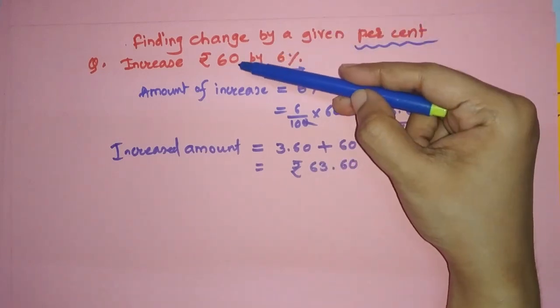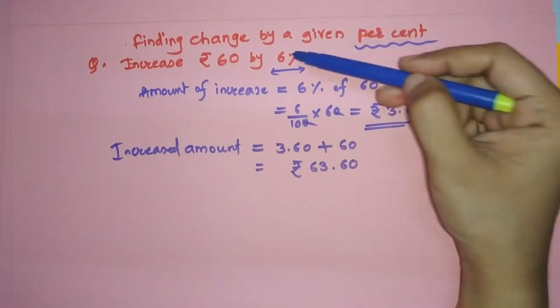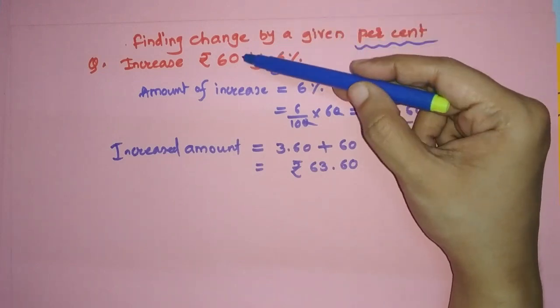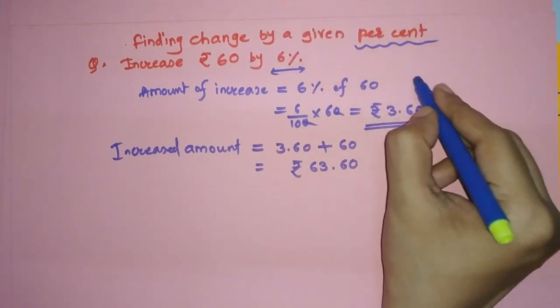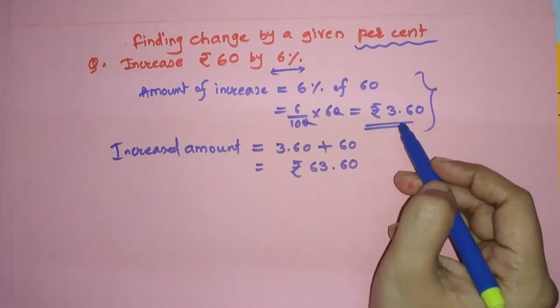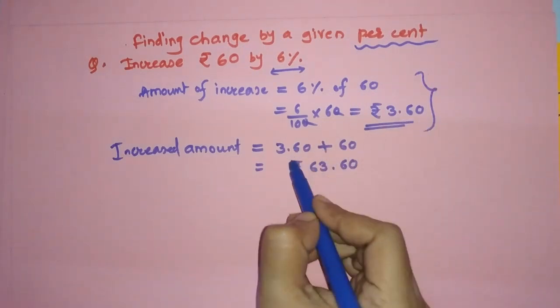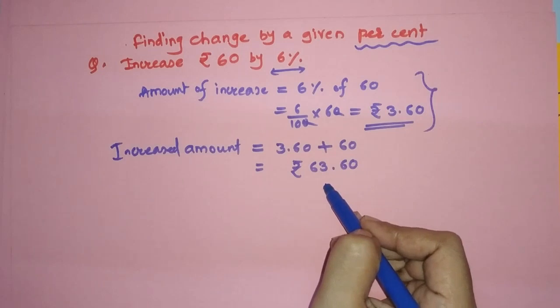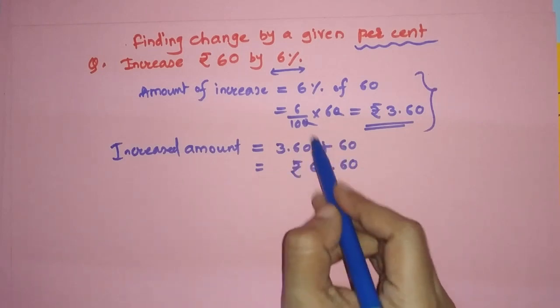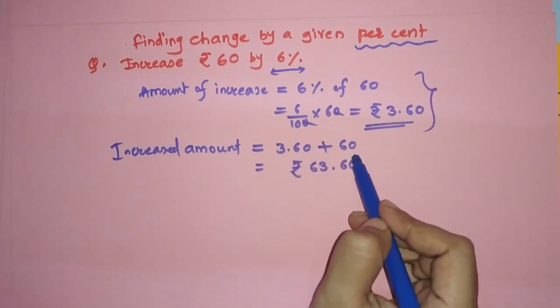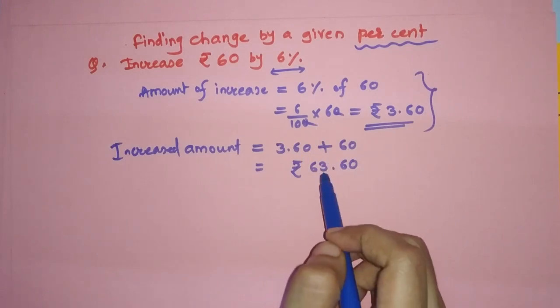So first the amount was 60 and we were instructed to add a 6% increment to it. So we first calculated how much 6% is: 3.60. That we need to add to this amount. So here the increased amount is the amount of increase plus the original one. So we have calculated here 63.60.